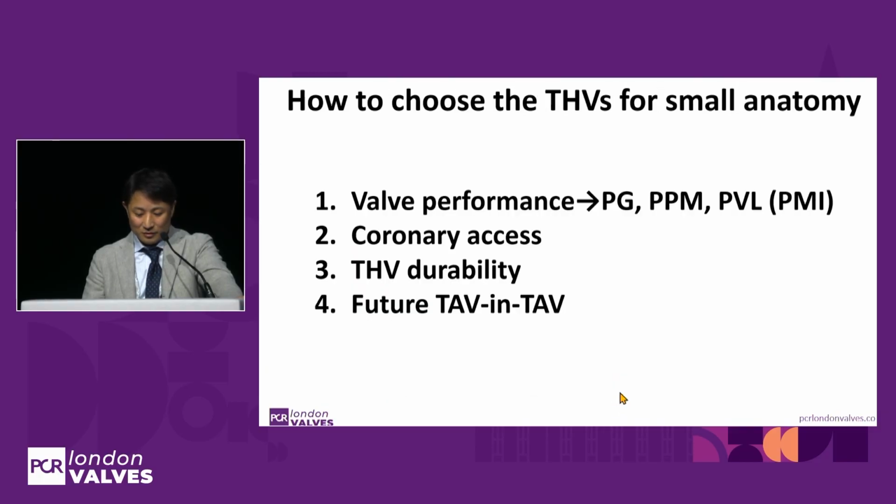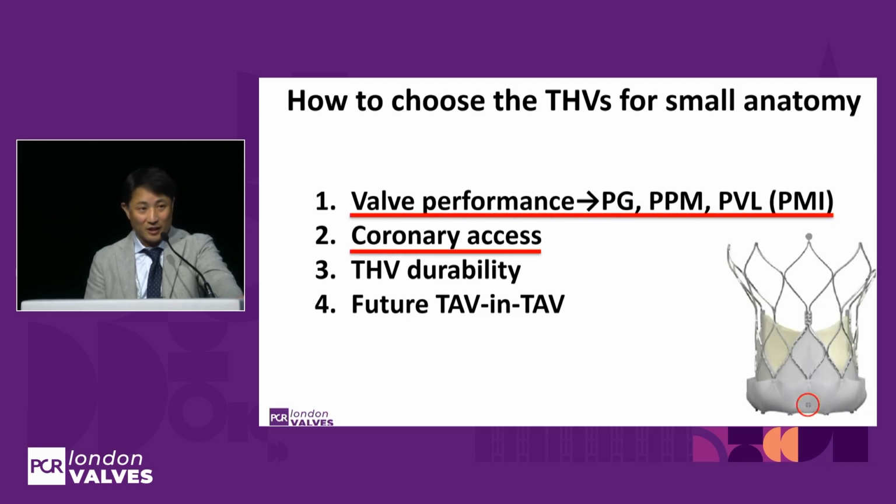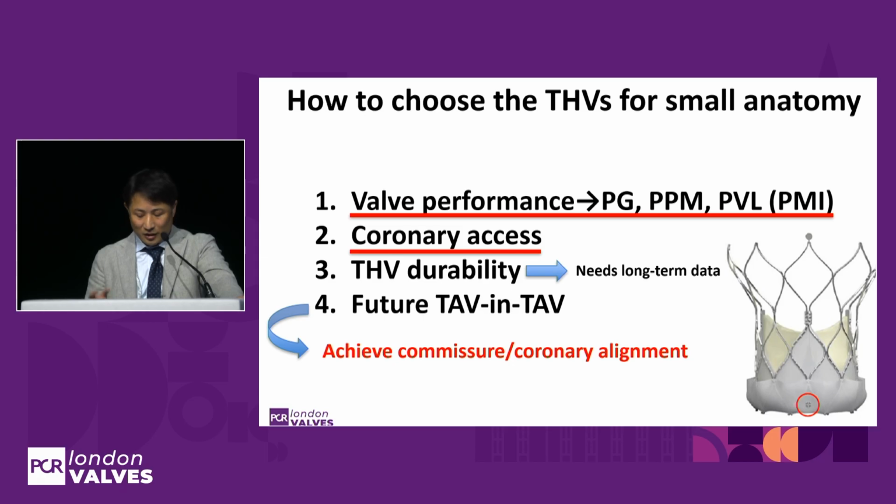So, how to choose a THV for small anatomy? We consider the valve performance and coronary access, and THV durability, of course, for which we need long-term data. And I would like to propose that if we choose the valve, achieving commissural and coronary alignment is important in the future. Okay, thank you for your kind attention.